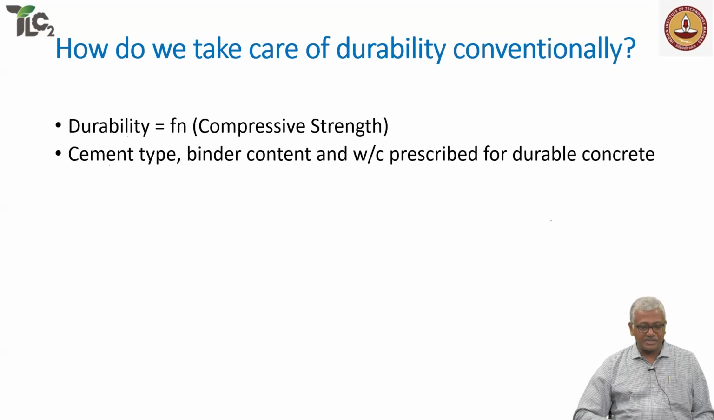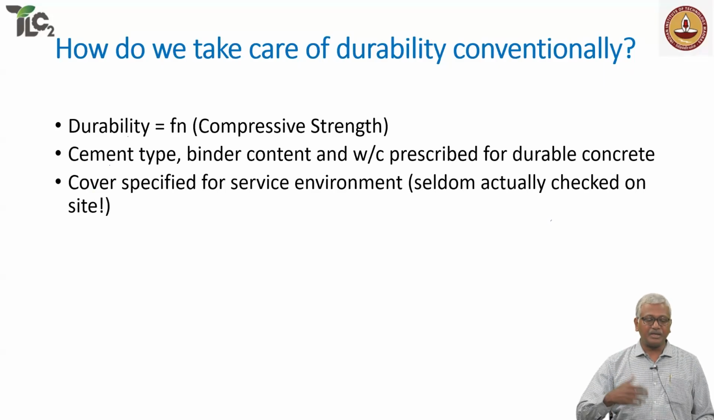Durability is taken simply as a function of compressive strength. We prescribe the cement type. We prescribe the binder content, that means how much cementitious materials are available, and the water to cement ratio for what we assume will be durable concrete. We specify the cover for the service environment. All these things are already what you have already said. We seldom actually check the cover on site after the construction has been done, right?